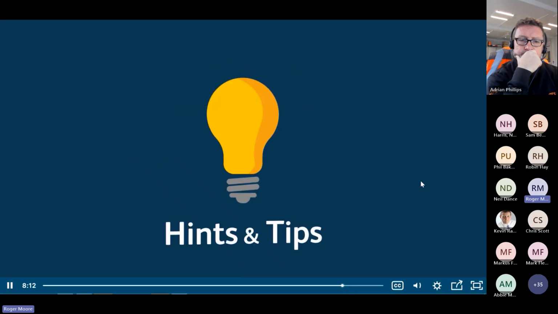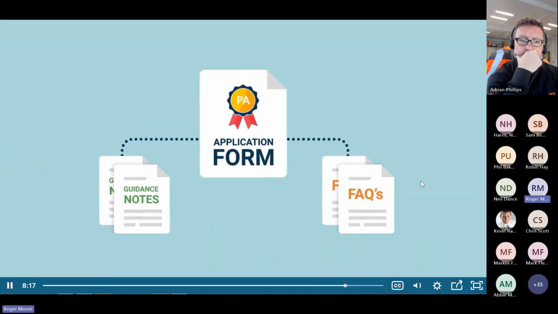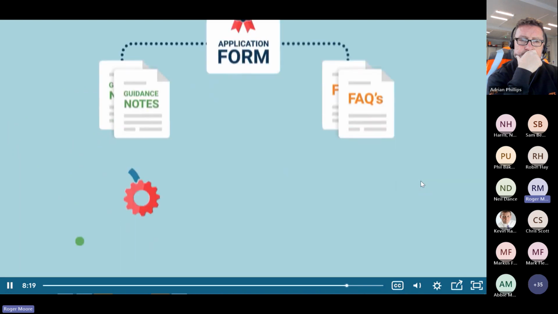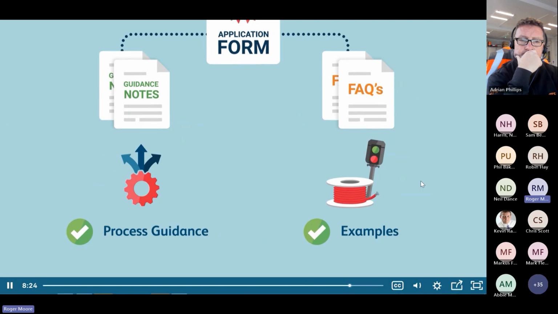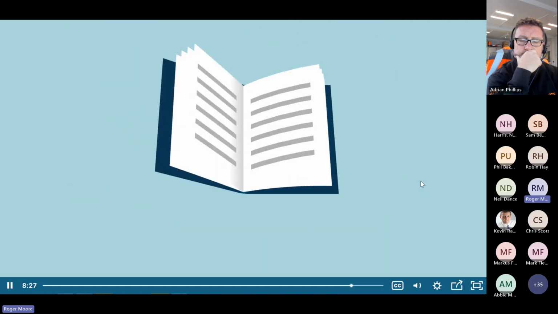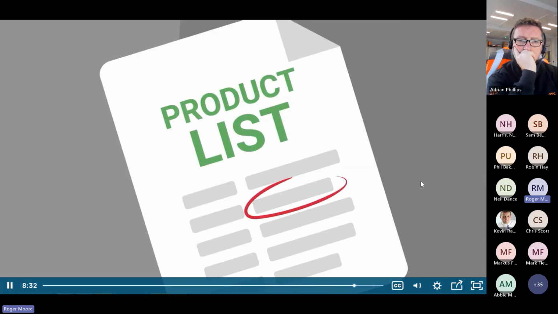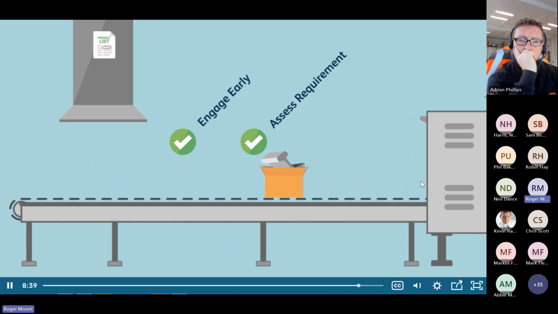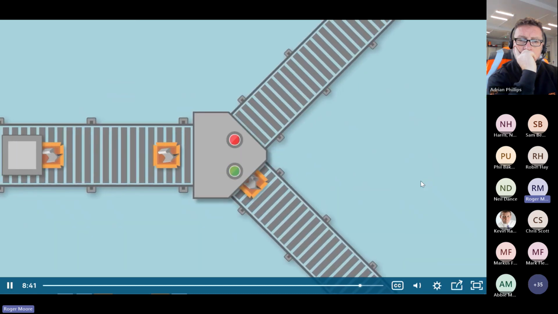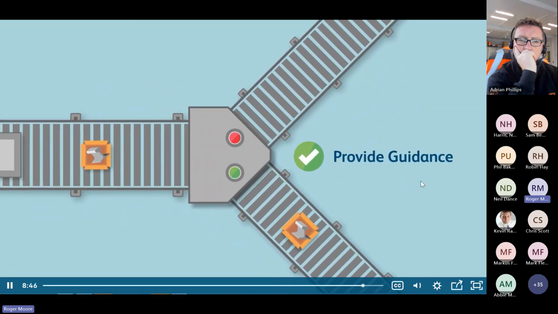Hints and tips. There are guidance notes and a frequently asked questions document linked to the application, which provide process guidance and examples of items that fall within the scope of the process. It is recommended that all applicants read the guidance before applying. When a product that you wish to use or install has been identified, it is advisable to engage early with us so that we can assess the requirements for product acceptance and design for reliability, and provide guidance on the best route to achieving approval.